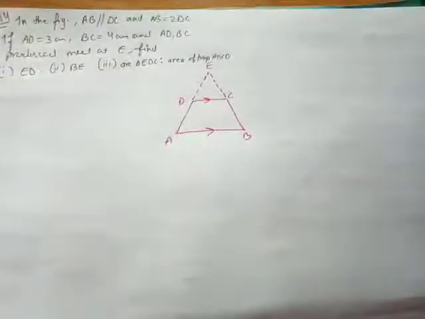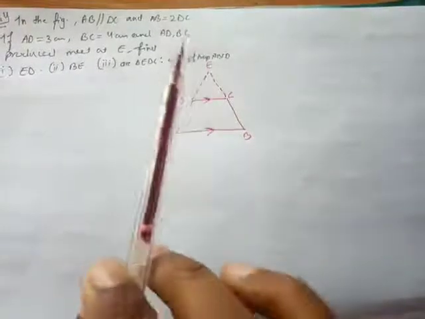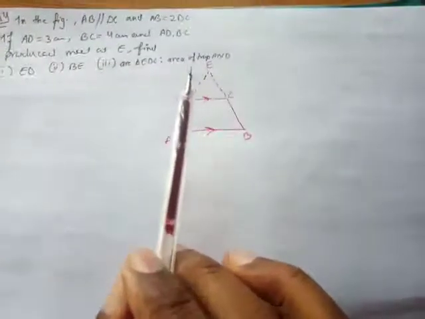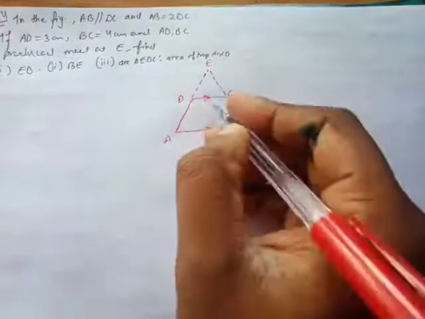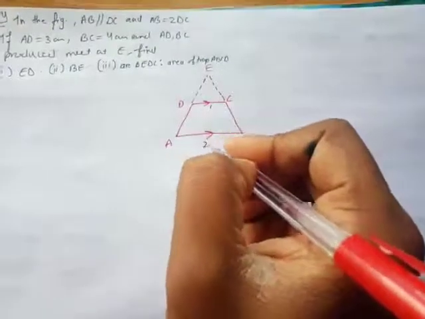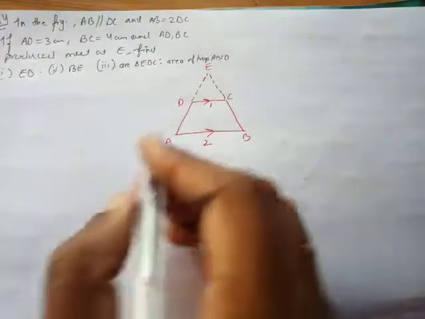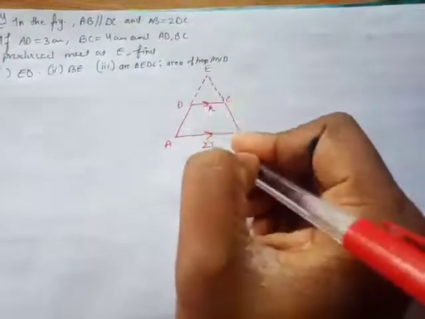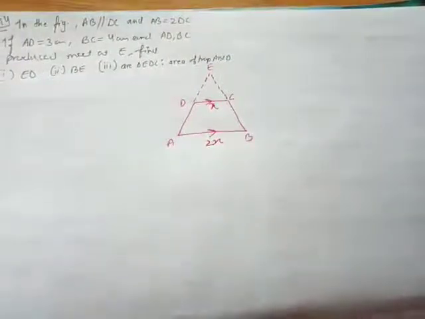Let's have a look at question number 14. In the figure, AB is parallel to DC. You can see AB is given parallel to DC. AB is twice of DC, meaning if this is 1, this is 2. I can also write, if this is X, this is 2X.